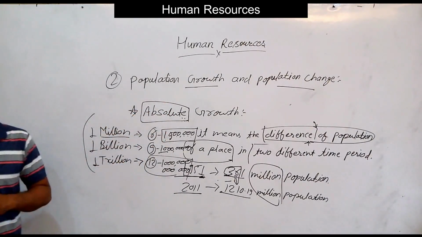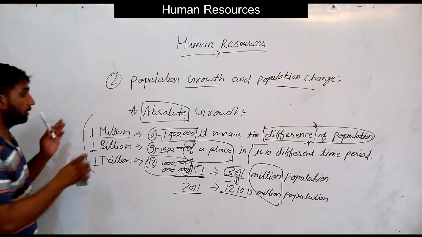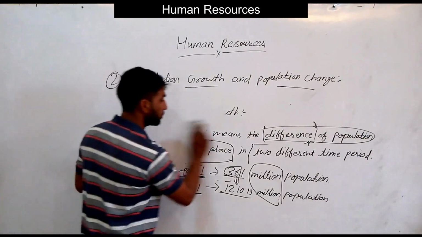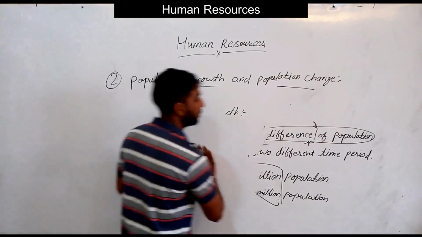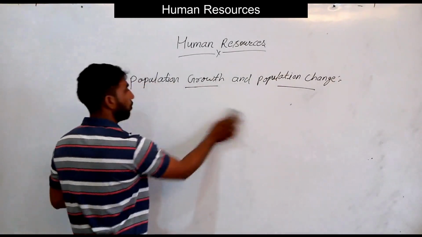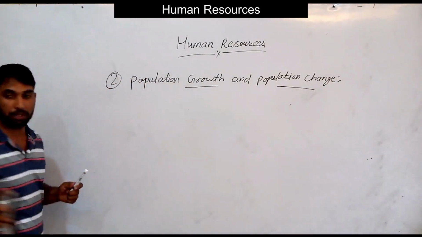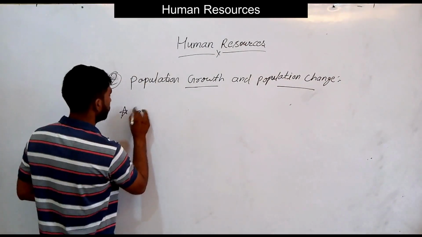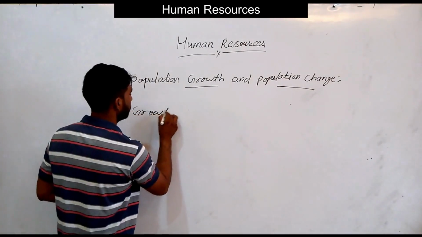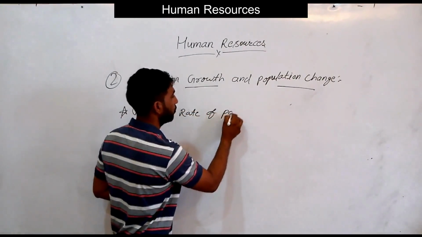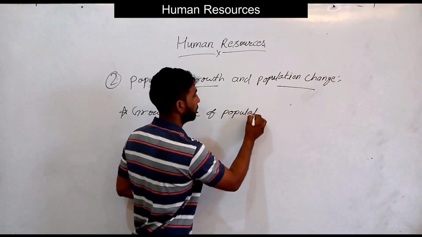Now we have one part of change in the population, which was the absolute growth. The other part is the growth rate, the change in percentage we have taken. So it is called the growth rate of population.